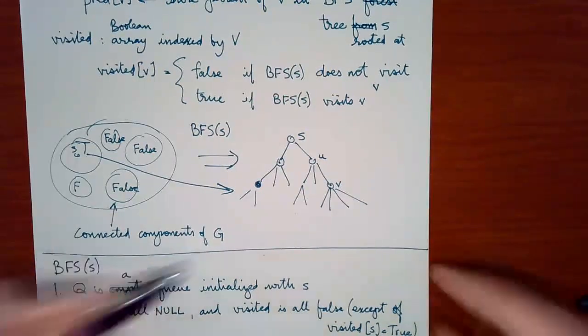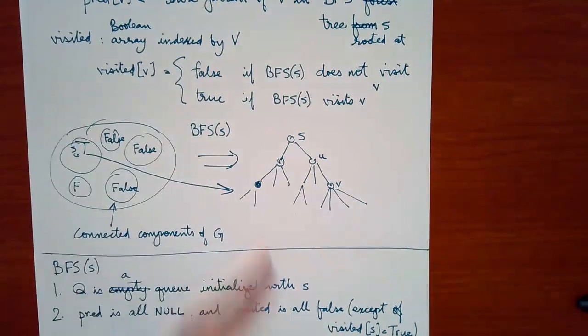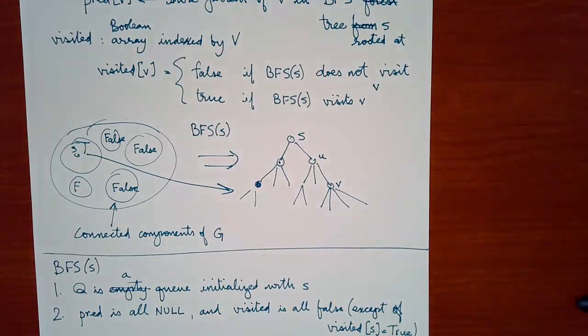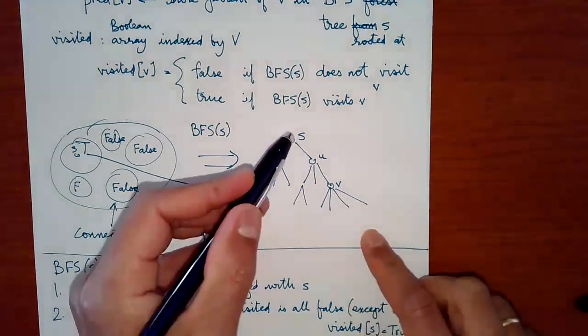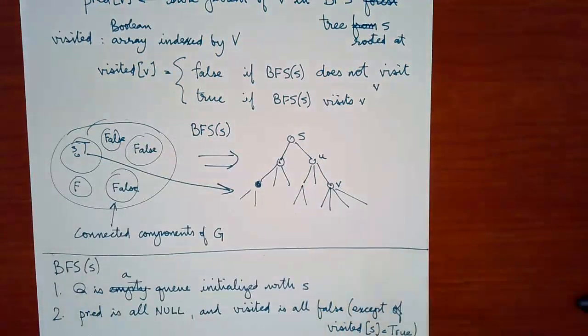Actually, does someone want to say what is the special property of this tree? It's the shortest path to each vertex. Exactly, it is a shortest path tree. In this tree, all these paths from S are shortest paths. Okay, that is the key property of BFS.